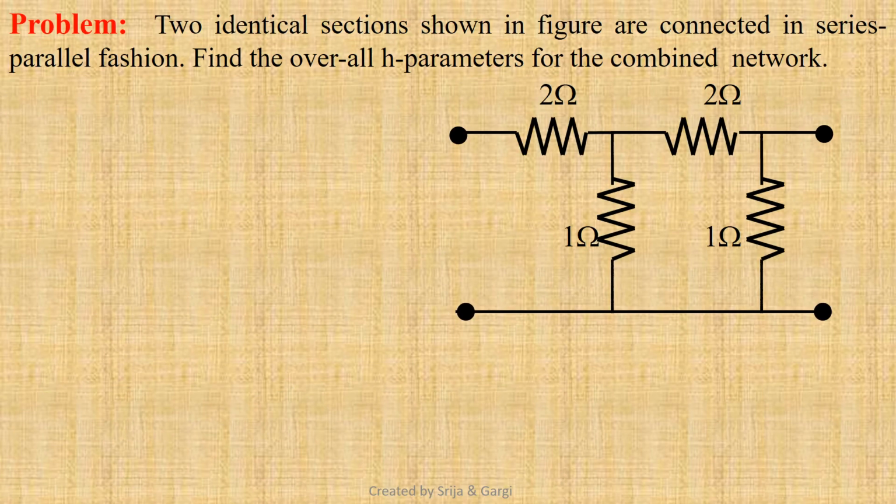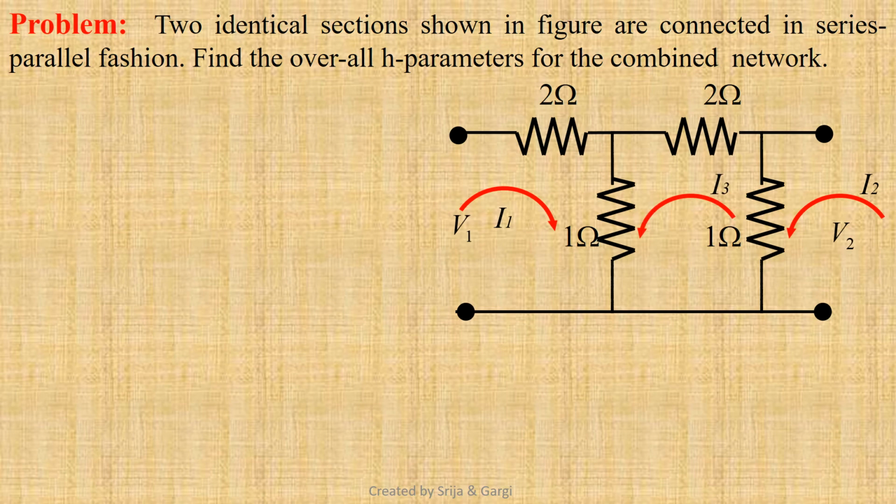Let's solve a numerical problem. It states that two identical sections shown in figure are connected in series parallel fashion. Find the overall hybrid parameters for the combined network. Let us find out the hybrid parameters for the network shown. The input and output port voltages be V1 and V2 and the loop currents are I1, I2 and I3 respectively.